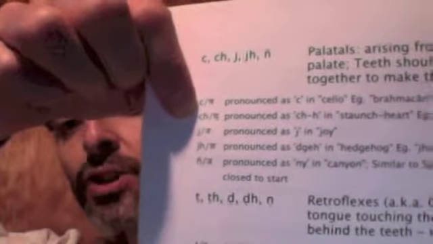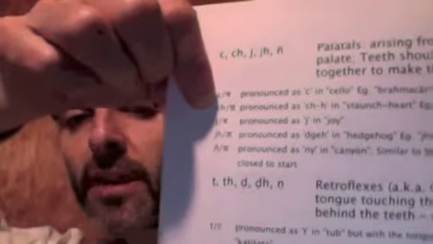The first one is written with a C, and it's pronounced as the C in the English word cello. Cello, easy enough. Sanskrit example is brahmachari.